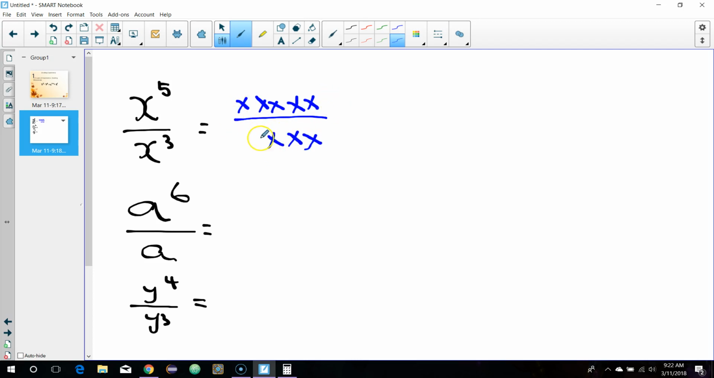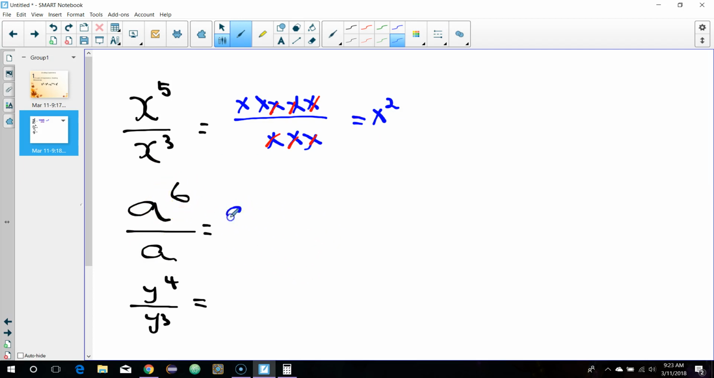Now, if you treat this like numbers, you should know that each of these individual x's, I should be able to cross them out. x divided by x is 1. x divided by x is 1. And x divided by x is 1. Therefore, after canceling things out, we ended up with only 2 x's on top. So the answer is x squared.